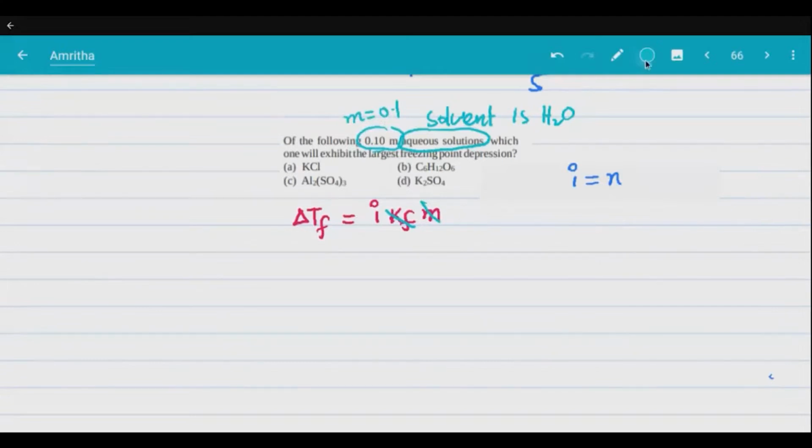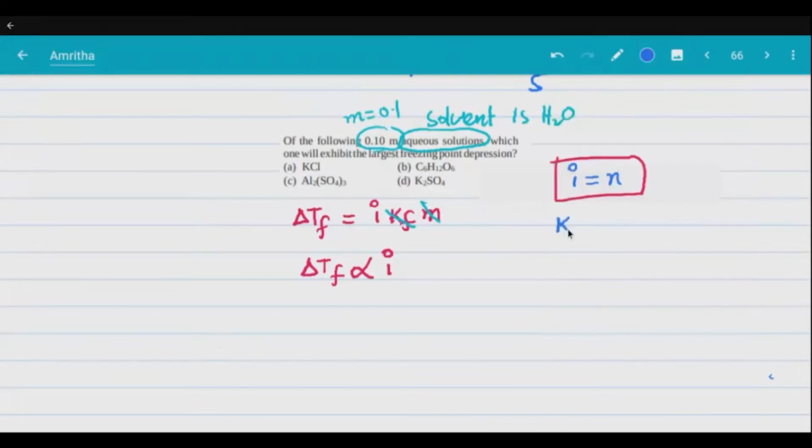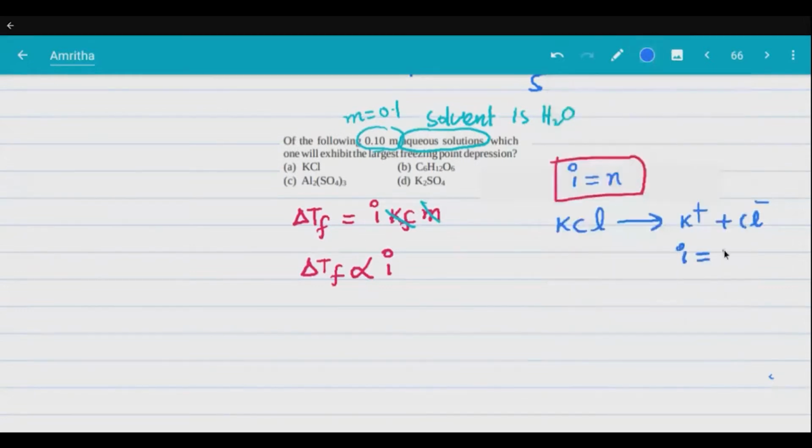Okay. So delta Tf is directly proportional to i value. But i is equal to n, because degree of dissociation is not given. Assume 100% dissociation. But how do we find out i? So that means KCl 100% dissociation, K plus and Cl minus. How many ions are there? Number of ions are 2, K plus and Cl minus.